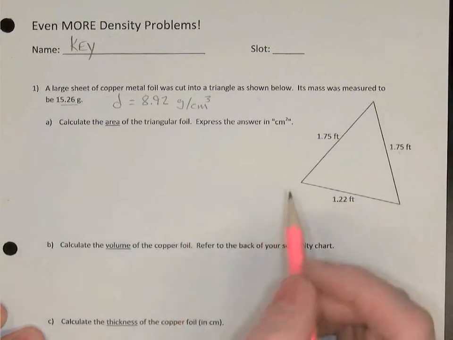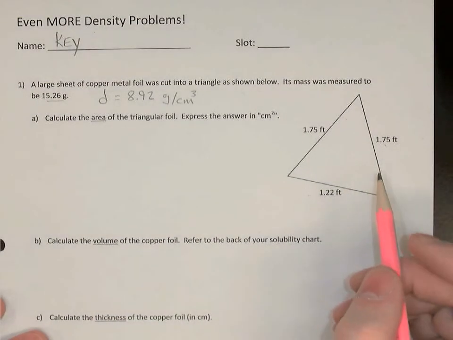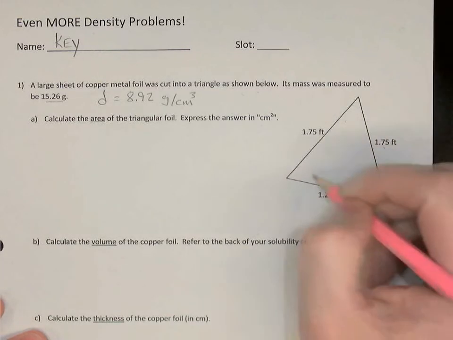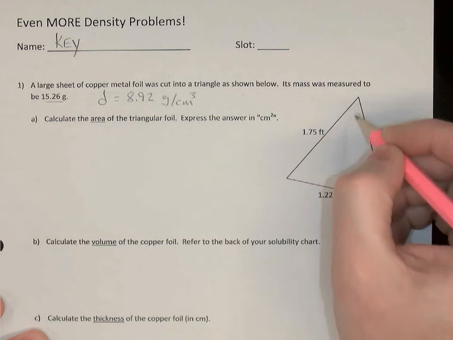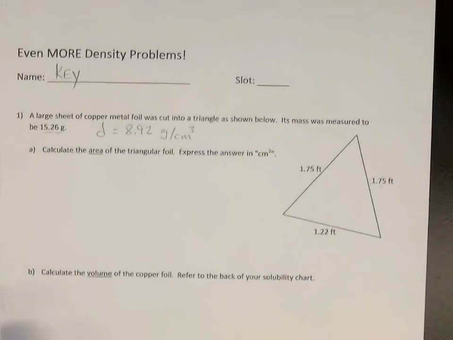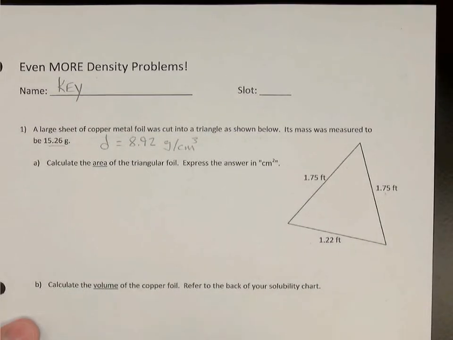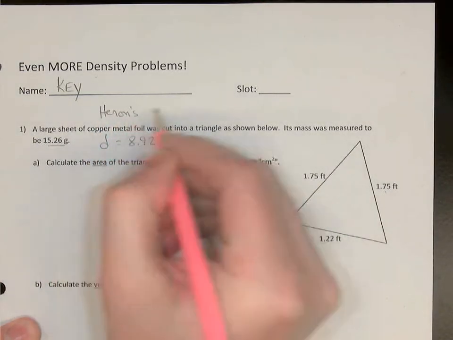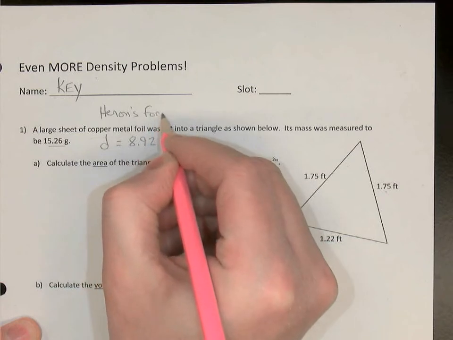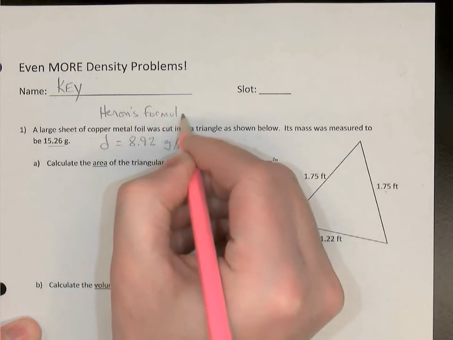So first, the area. This is a little bit of a math problem because we know the three sides of the triangle, but not the height. There's a couple of options. One would be, like we mentioned in class, there is a formula actually called Heron's formula, Heron's formula for area of a triangle.